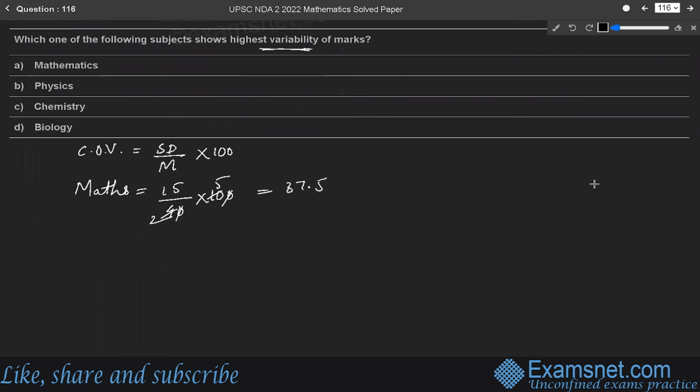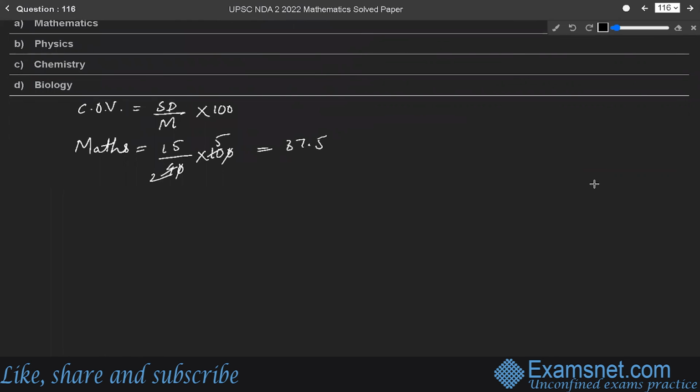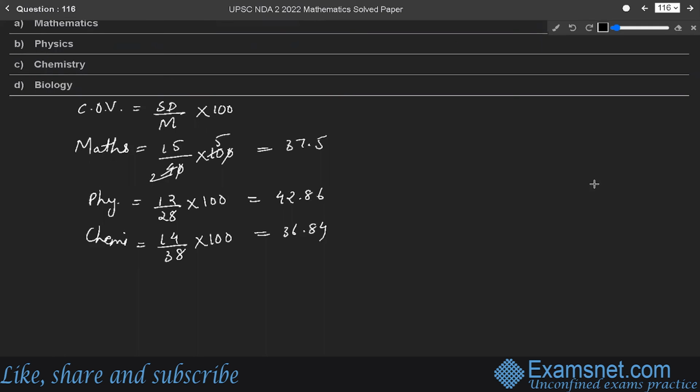For other subjects, according to the values, for physics, it will be equals to 12 by 28 into 100, which will be further equals to 42.86. For chemistry, it will be equals to 14 upon 38 into 100, which gives 36.84. For biology, the coefficient of variation will be equals to 16 upon 36 into 100, which will be equals to 44.44. I have already calculated the values here.